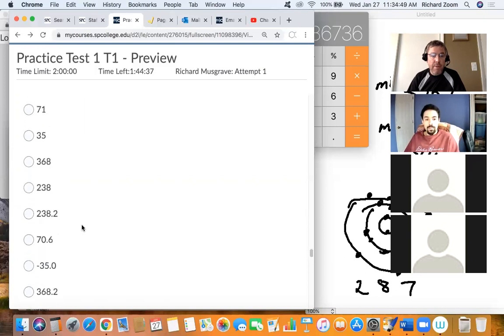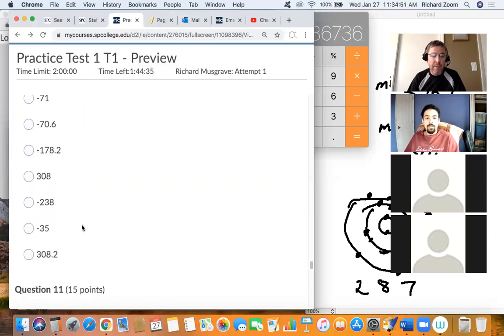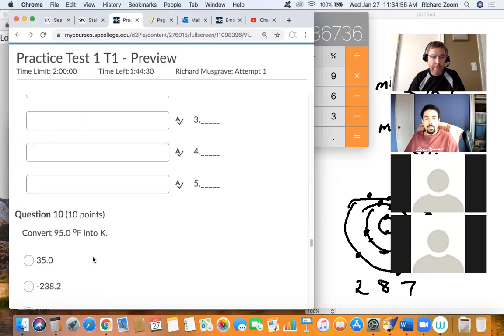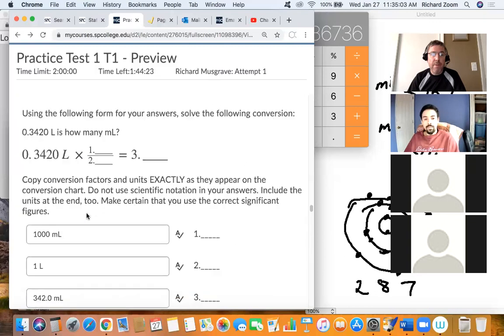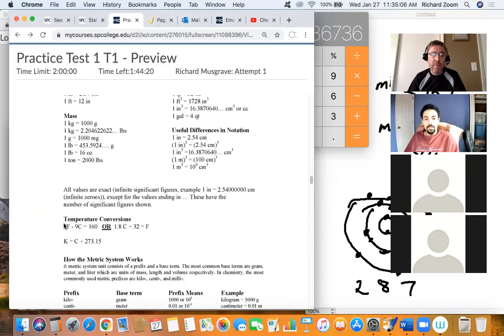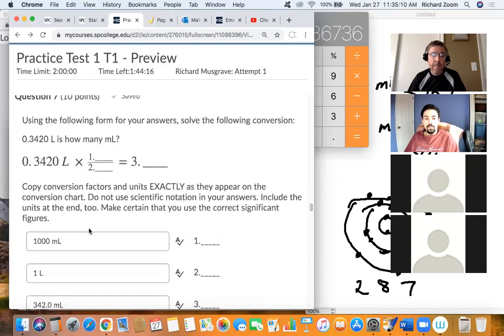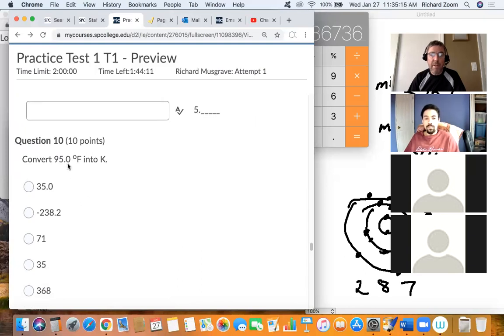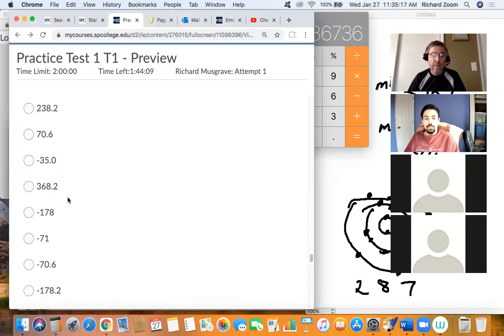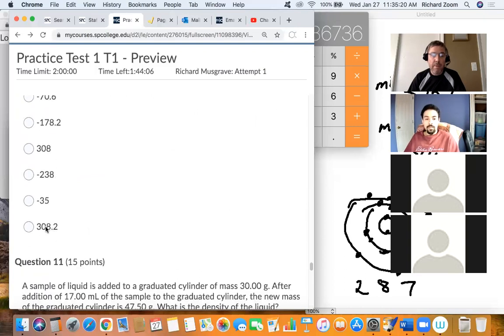But you'll notice there's a number of answers here that are near 308. You've got 308, you've got 308.2. You have to know which one you're picking. And it's going to be based on the number of places past the decimal. This is because this is an addition subtraction problem that we're dealing with in temperature conversions. So it goes by number of places past the decimal point. So this one has one place past the decimal point. Your answer would have one place past the decimal point. So it'd be 308.2 and not 308.